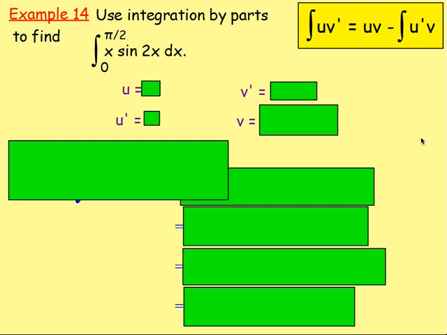So you look for one part that's easy to differentiate. In this case, it would be x. Perfect. You would differentiate x, and the other part you would integrate. So we're integrating sine 2x. Differentiate x, it goes to 1. It makes this very, very simple then.